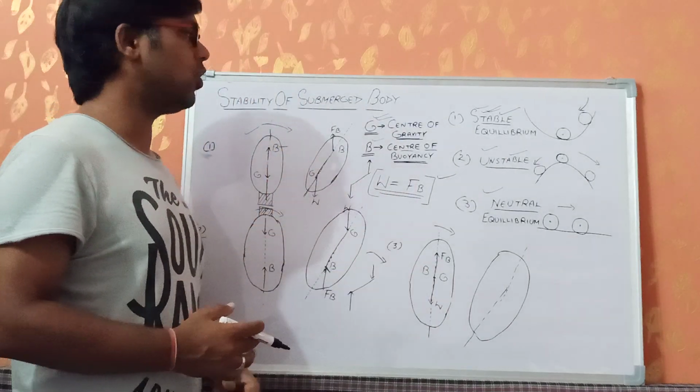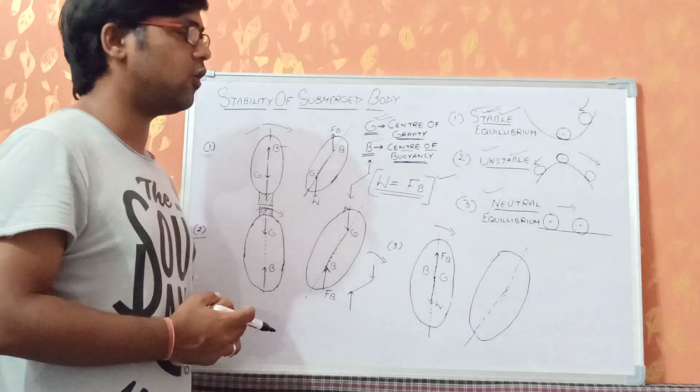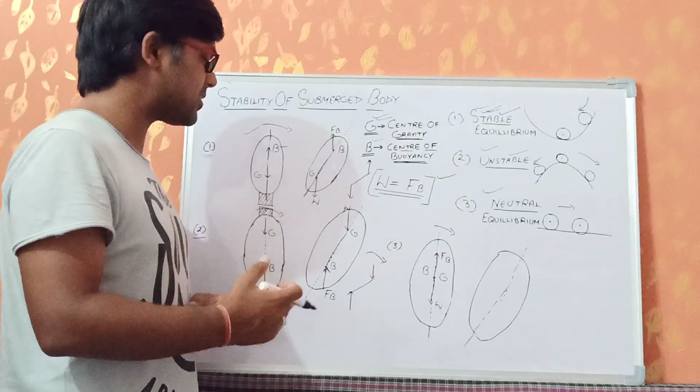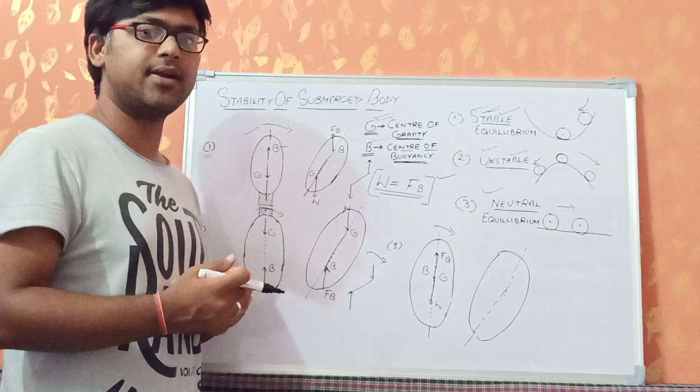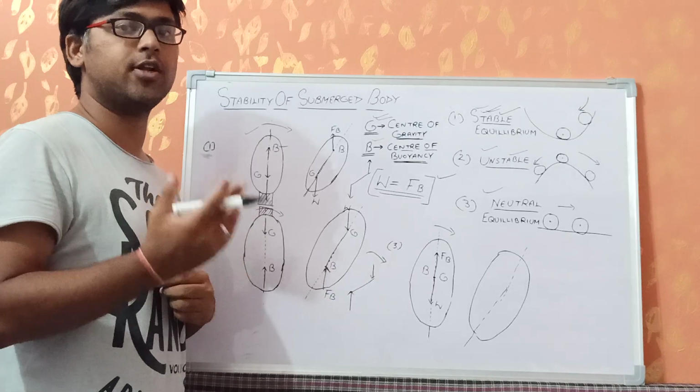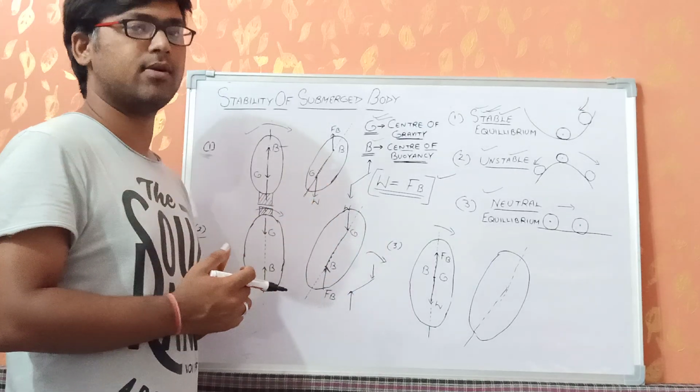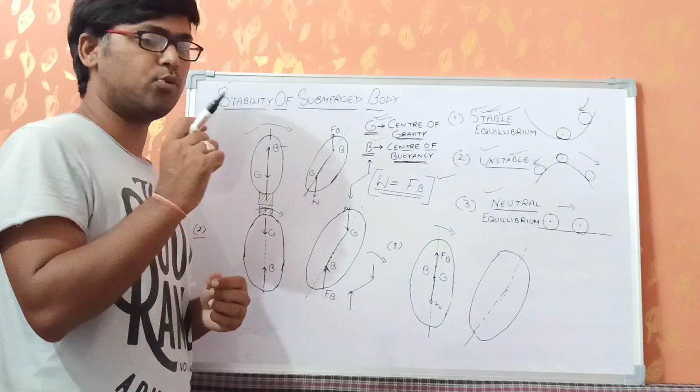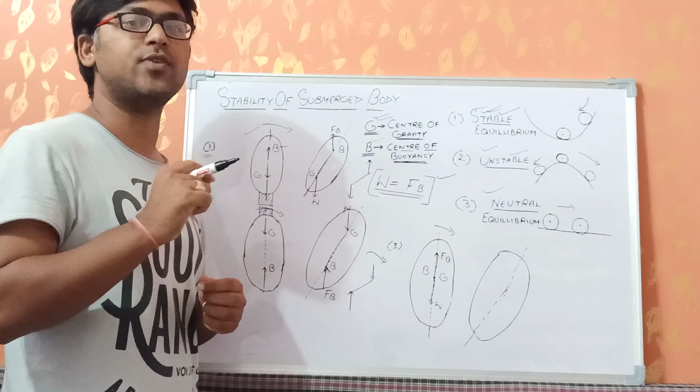So this is all about the stability of submerged bodies. In the next lecture we are going to discuss the stability of floating bodies. This is a case of a submerged body. In this case the position of G and B is fixed.